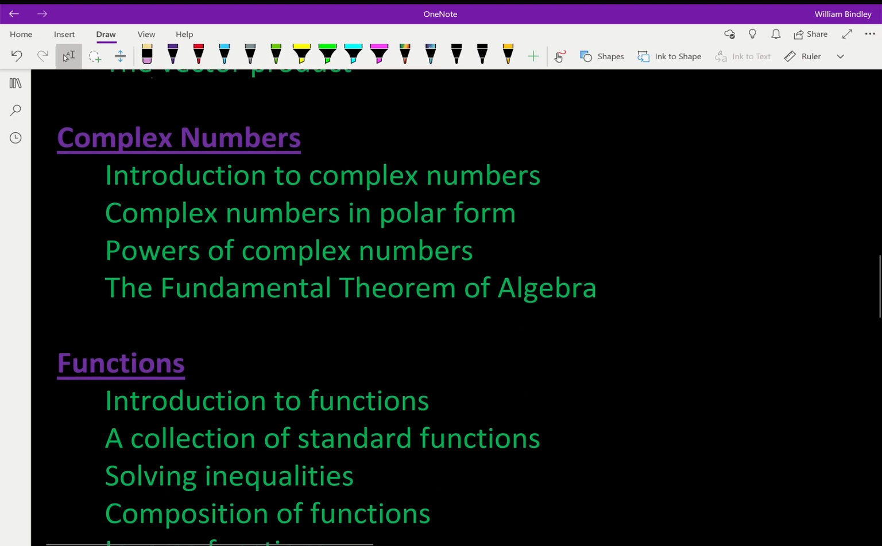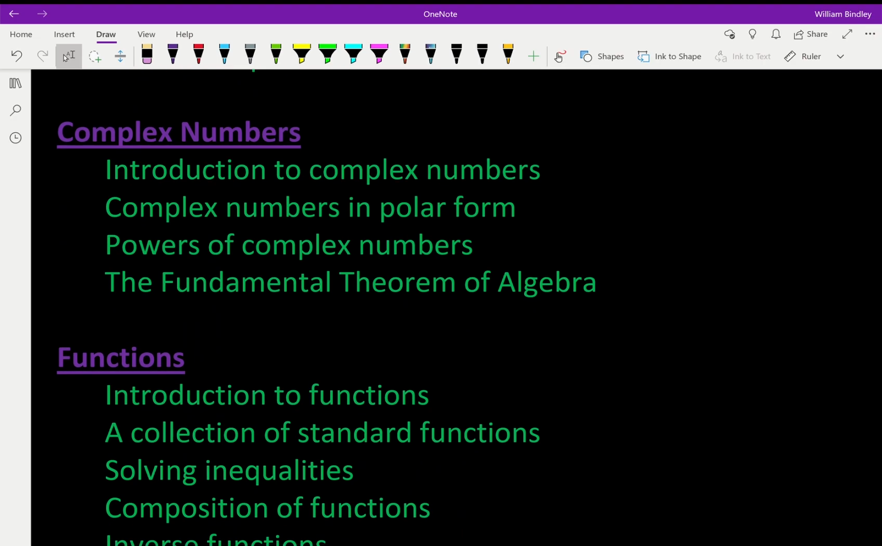Okay, then we'll move on to complex numbers. Okay, so complex numbers. My friend Indy asked me to do a video on imaginary numbers, and I told her it was coming soon. So this is Indy, where I will explain what imaginary numbers are.